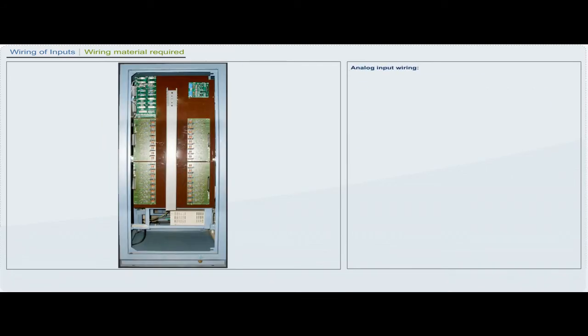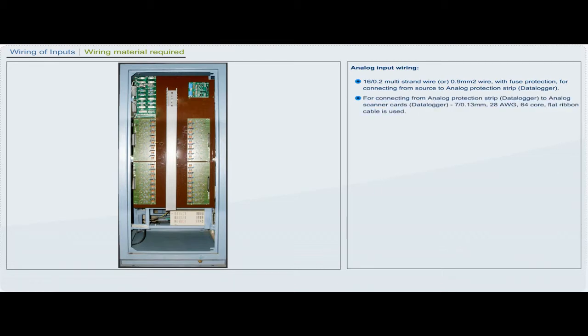Analog input wiring. 16 by 0.2 multi-strand wire or 0.9 mm square wire with fuse protection for connecting from source to analog protection strip data logger. For connecting from analog protection strip data logger to analog scanner cards data logger, 7 by 0.13 mm 28 AWG 64 core flat ribbon cable is used.